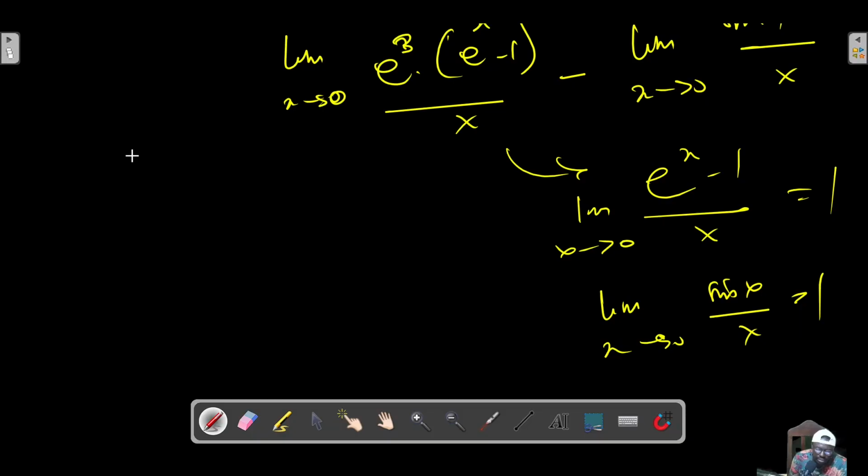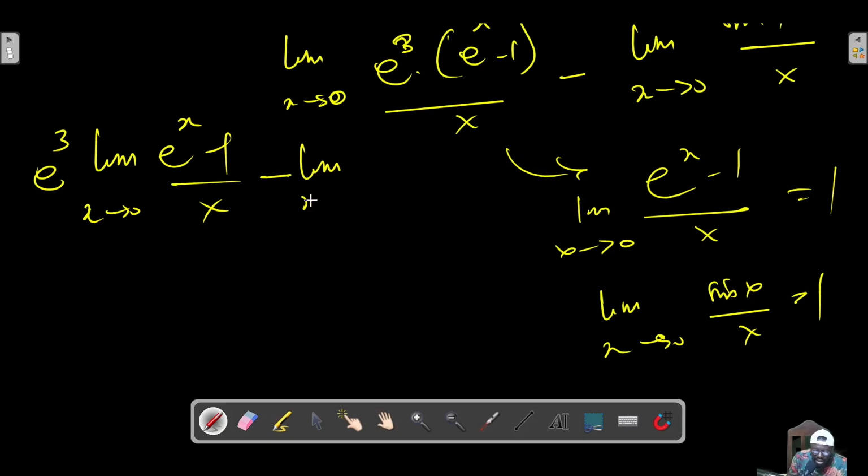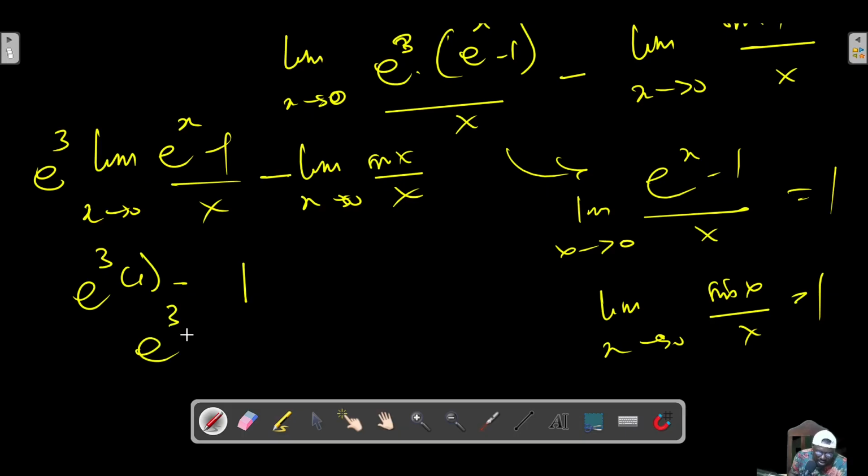So we can say that exponential raised to the power 3 is out. It's a constant. The limit as x approaches 0 of exponential of x minus 1 divided by x, minus the limit as x approaches 0 of sine x over x. So this limit is 1. So exponential is about 3 times 1 minus 1. This limit is also 1. So I end up with this.